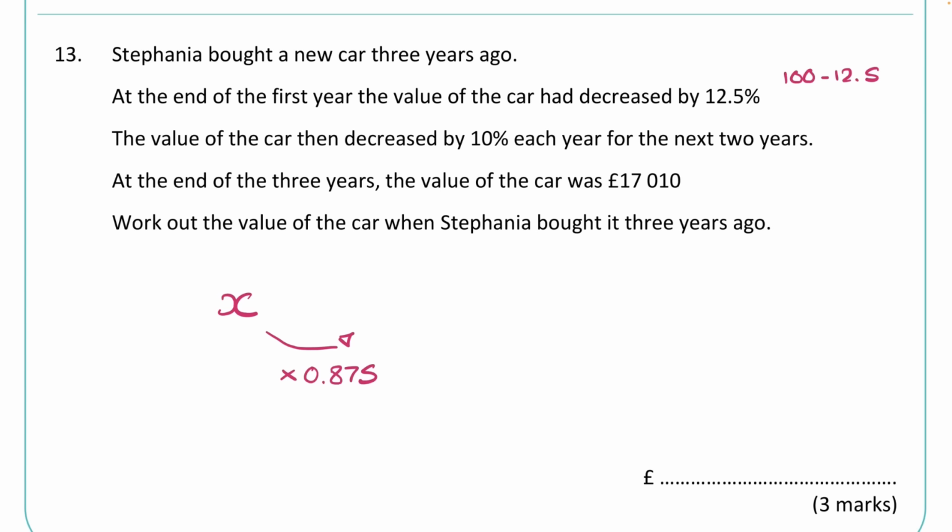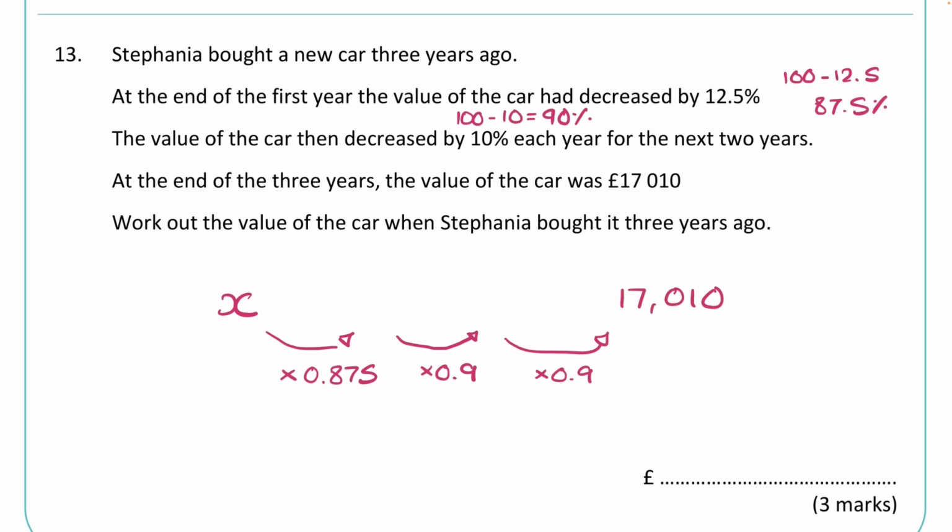0.875. Again, when you get 87.5, you actually can just type in your percentage button along with that. So I can press 87.5%, press equals, and it gives me that multiplier. So that's what would happen in the first year. The next year, it's going down by 10%. And 100 take away 10 is 90, and the decimal version of 90% is 0.9. So we would times by 0.9. That's going to happen for another year as well. So we have another times by 0.9. And at the end of that, it says the value is £17,010. Now all we need to do is work back in time.